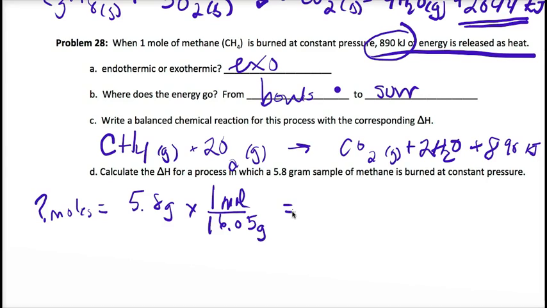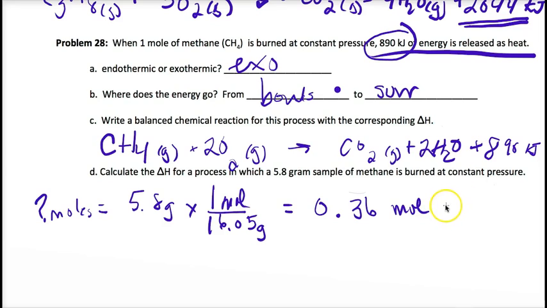Go ahead and figure that out. I'll do it too while I'm at it. 5.8 divided by 16.05. By the way, I'm going to guess it's about 0.3, only because I'm looking at roughly 5 over 15. That's going to be roughly a third, so it's about 0.3. And I was pretty close. I got 0.36 with 2 sig figs, it looks like. So 0.36 moles. Am I done?